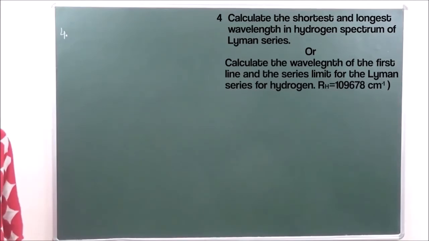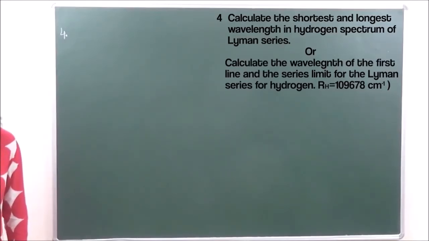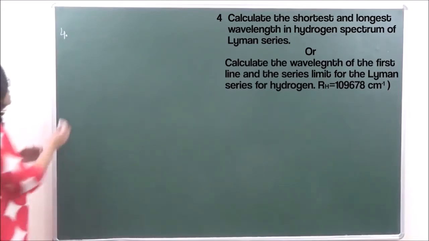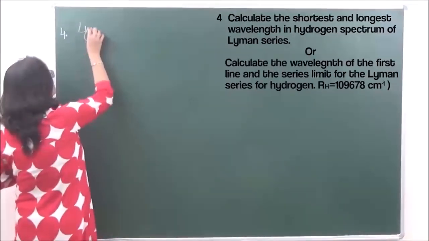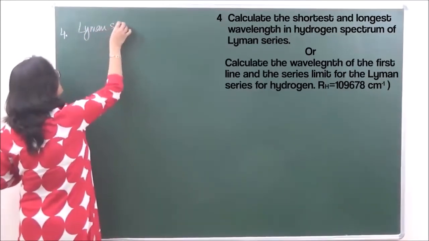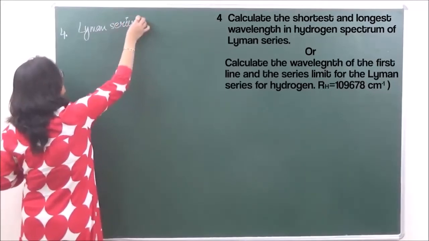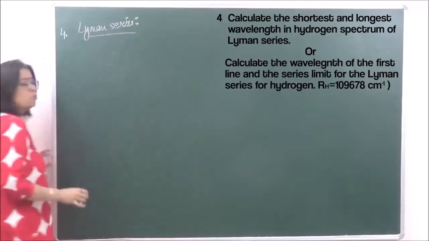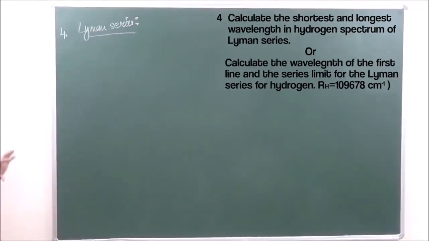And it has been put in another form, or calculate the wavelength of the first line and the series limit for the Lyman line in series for hydrogen. Both the questions have the same meaning. Okay? So what are they asking? Calculate the shortest and the longest wavelengths in hydrogen of line in series. Now when we are talking for Lyman series, they have asked us to calculate for two transitions, the longest and the shortest.